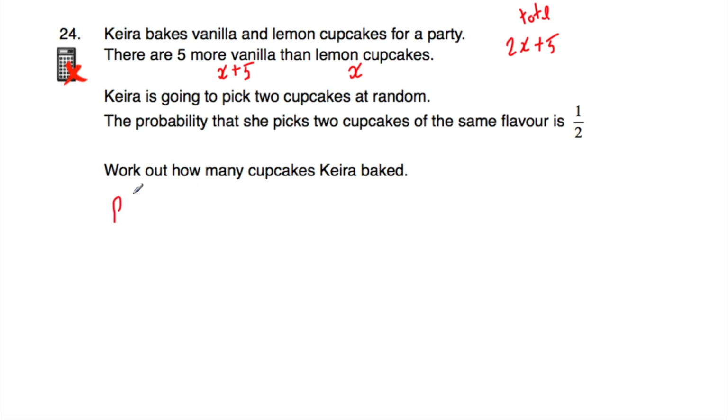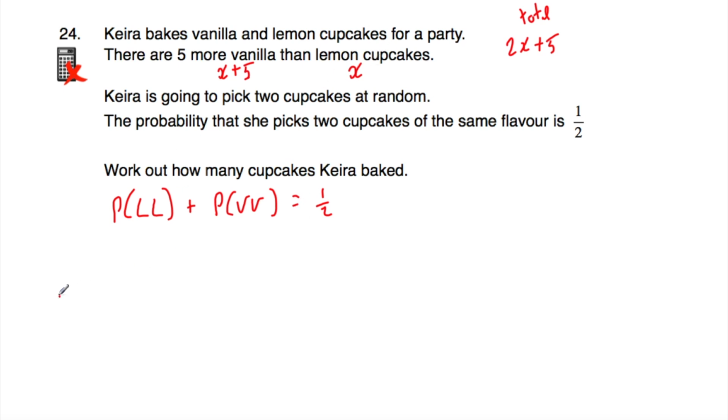So that means the probability of a lemon and a lemon plus the probability of a vanilla and a vanilla would be equal to a half. And we want to find out what x is. So let's find expressions for the probability of Kira picking a lemon cupcake and another lemon cupcake, and also an algebraic expression for the probability that she picks a vanilla cupcake and another vanilla cupcake. Let's add them together and then put it equal to a half. And then hopefully we'll be able to find out what x is.